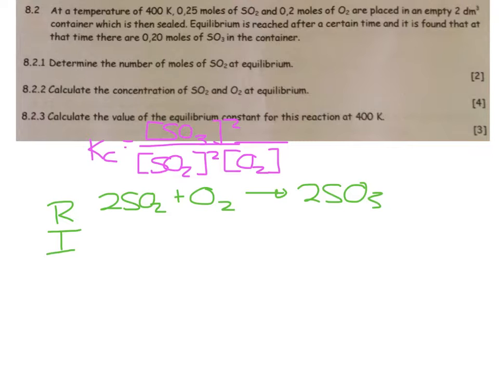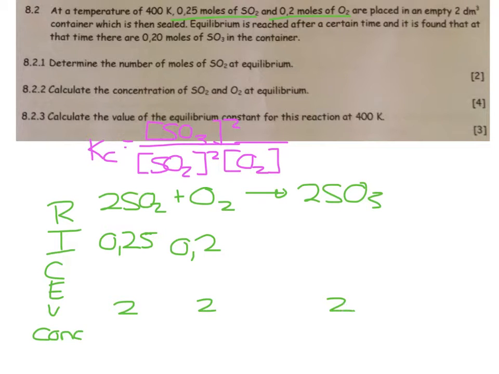Initially, I have got 0,25 moles of sulfur dioxide and 0,2 moles of oxygen. That's given to me. They are placed in, remember, at the end of this with V and concentration, and so the volume is going to be a 2 decimeter cubed container all the way across. That's in, and it's sealed.